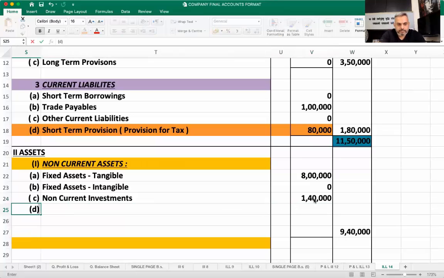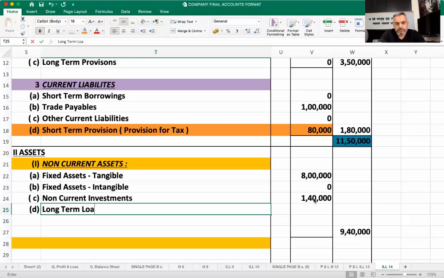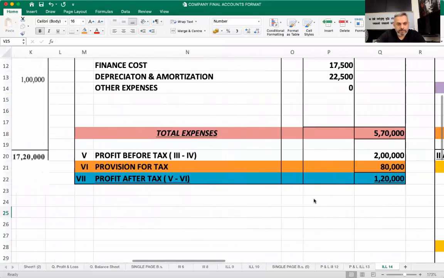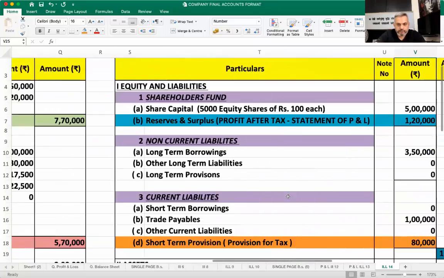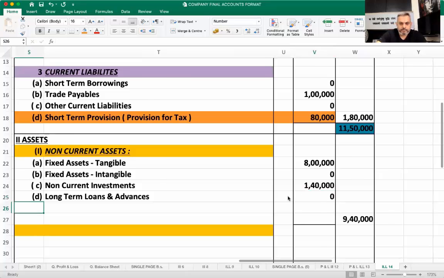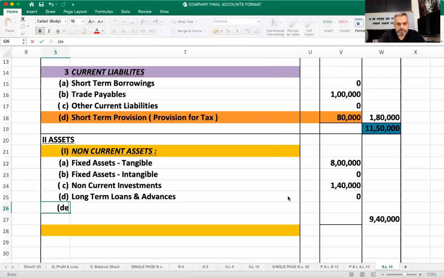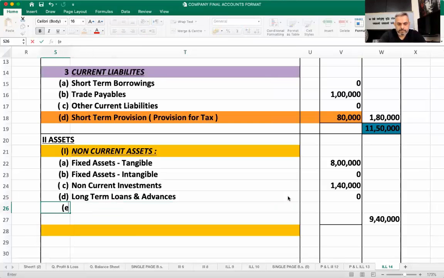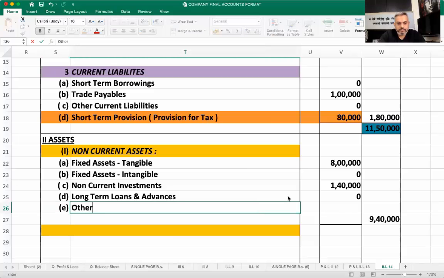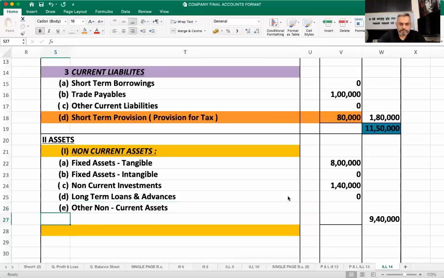D, long-term loans and advances. Do we have long-term loans and advances? No. So zero. E, other non-current assets. Again, we don't have, zero. So 9,40,000.